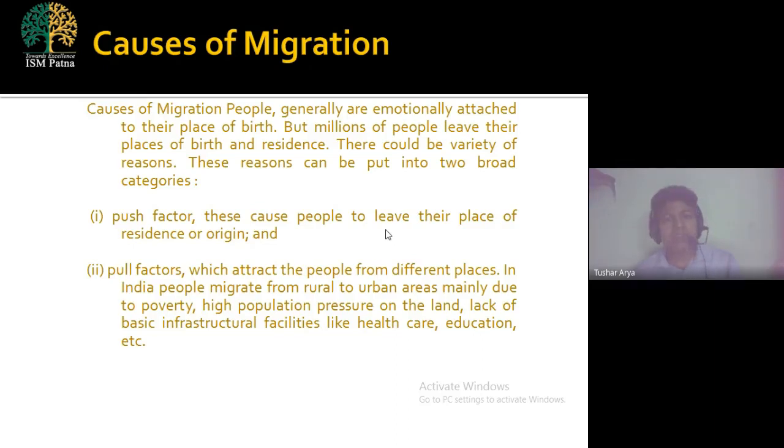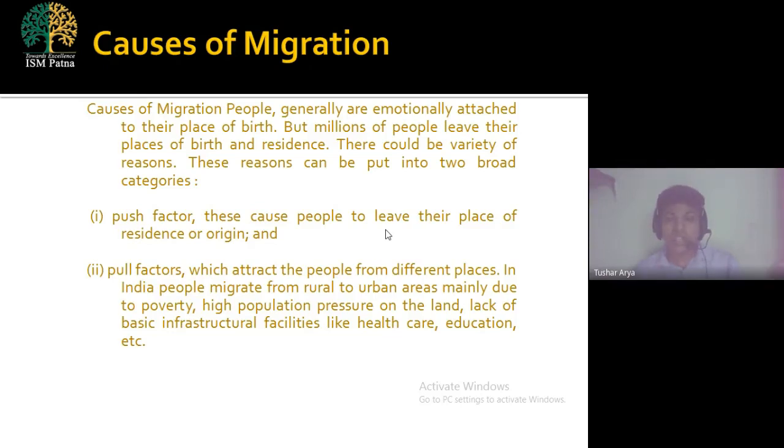The second one is the pull factor. With the pull factor, something attracts you, some places attract you. There may be many reasons for the attraction, which attract people from different places. In India, people migrate from rural to urban areas mainly due to poverty, high population pressure on the land, and lack of basic infrastructure facilities like healthcare, education, etc. So if the person is moving for all these reasons, it comes under the pull factor.